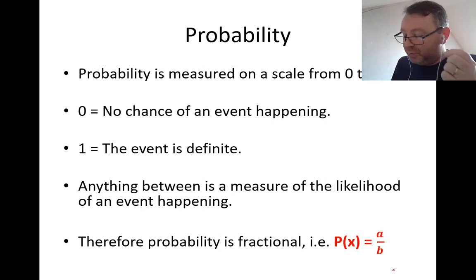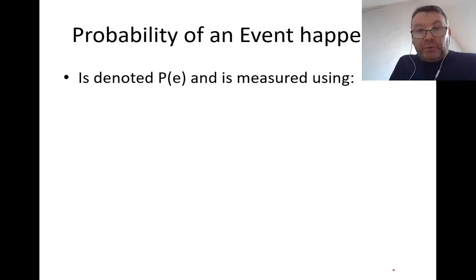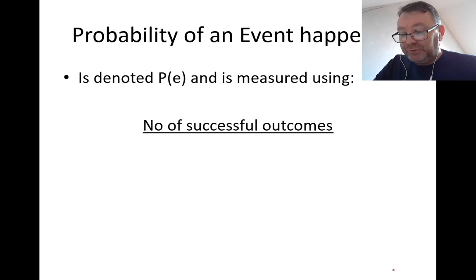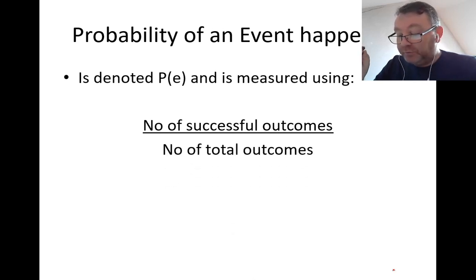Now the notation is important. So P of X, the probability of X happening, is A over B, where A is the result, the positive result, and B is the total number of outcomes. Okay, so we use this notation here, P of E, and that's measured the successful outcomes over, as I said to you already, the total number of outcomes.